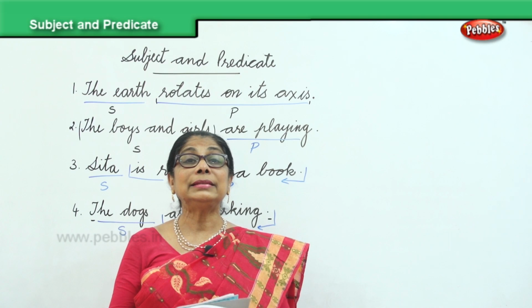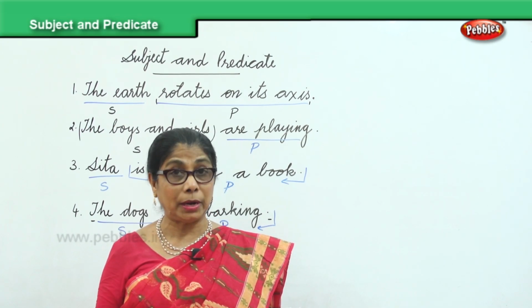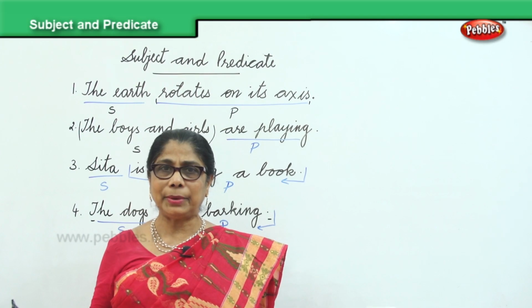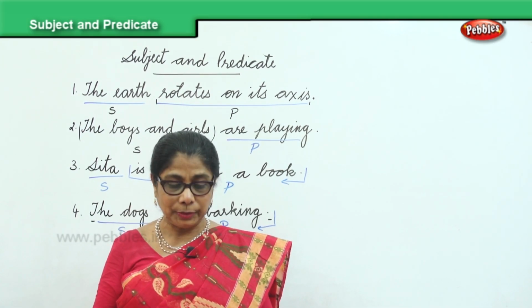So, a sentence, a complete sentence, has two parts, a subject and a predicate. It begins with a capital letter and it ends with the full stop.